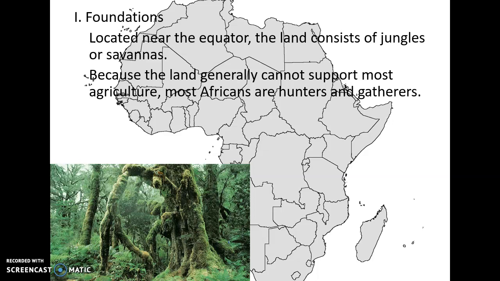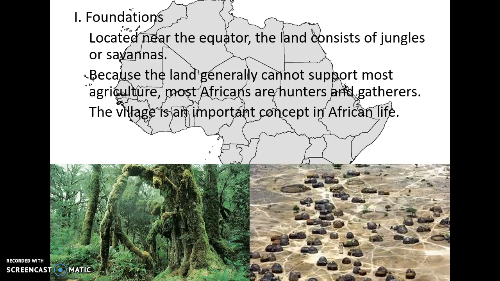Because the land generally cannot support most agriculture, most Africans are hunters and gatherers. Sometimes they use slash and burn agriculture. This simple agriculture permits the existence of small villages, but there is not enough food to support large groups in one place. The village is an important concept in African life. Each person plays a vital role in the survival of the whole community. Polygamy is not unheard of in these parts of Africa, and in fact it is considered a sign of wealth.